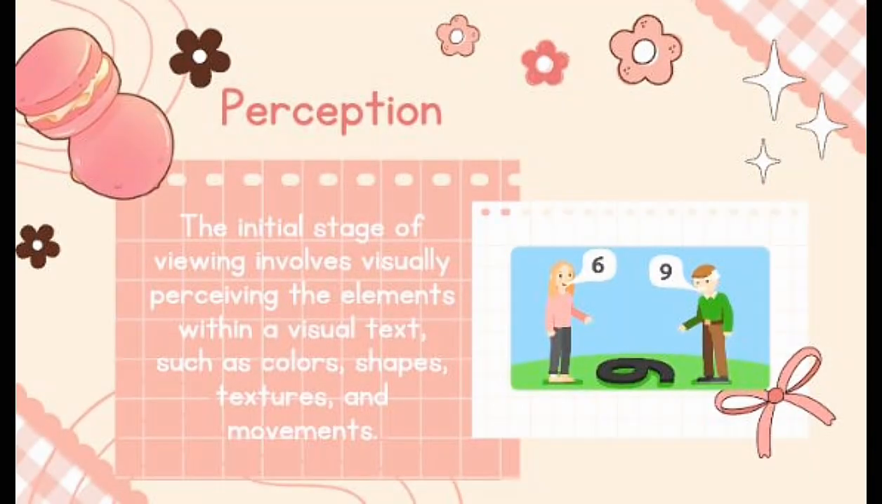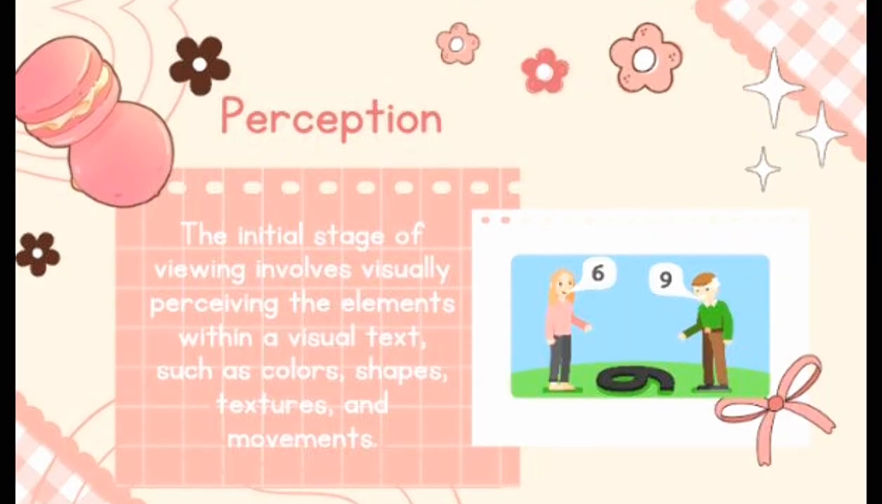The first one is perception. The initial stage of viewing involves visually perceiving the elements within a visual text such as colors, shapes, textures, and movements. Example, imagine a picture of a red apple. In perception, we see the round shape of it, the red color, and maybe a little bit of shine. So that is perception. Perception is how we understand visual information. It's like reading a book, but instead of words, we use images.